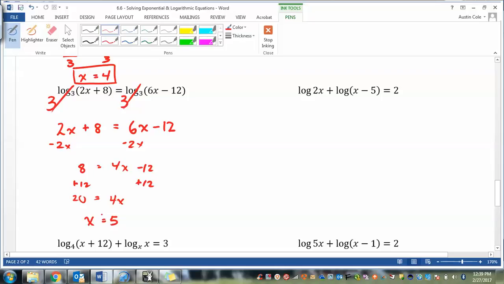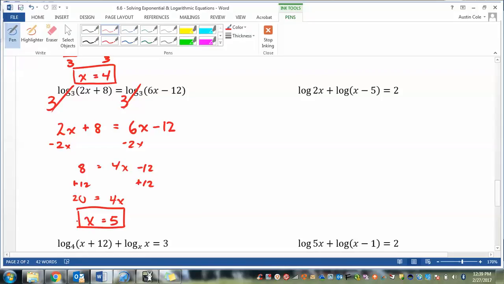Again, just to plug those back in, I'm going to get 18 on the left, which is fine. And here I'm going to get 30 minus 12, which is 18. Again, that's a way we can check ourselves too. I'm going to get log base 3 of 18, log base 3 of 18. Those are going to be equal to each other. Good to go there.